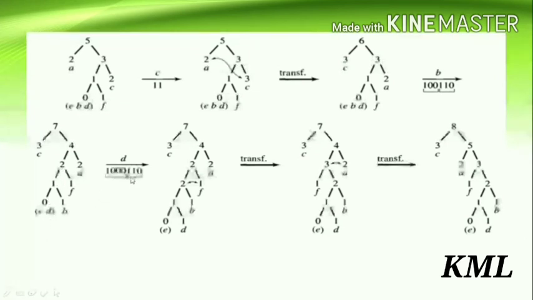Then number of ones representing the position. What is the position of D here? 2. So we add 2 ones and a default 0. So this is the code word. Next we take this D out, initialize it to 1, create a new parent. The parent will take this place and this will go down. Then we have to update the counters. So this 1 plus 1 becomes 2.